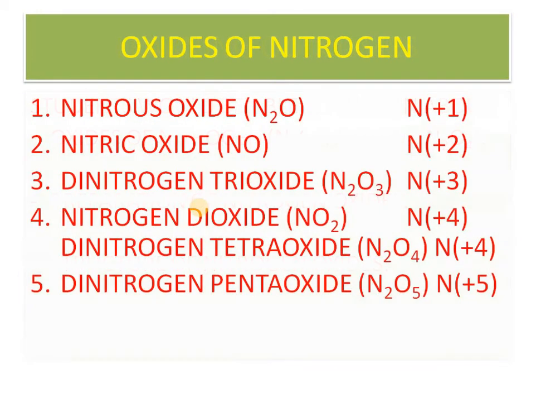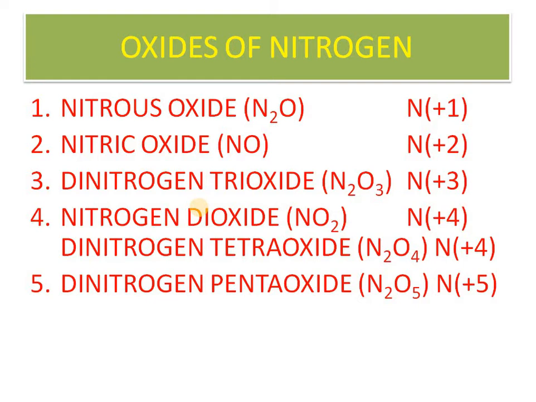So let us start. The first oxide is nitrous oxide, N2O, that is also known as laughing gas, then nitric oxide NO, dinitrogen trioxide, nitrogen dioxide, and dinitrogen tetroxide. It is actually a dimer of NO2. Similarly, dinitrogen pentoxide N2O5. Here in the bracket their oxidation state is written.